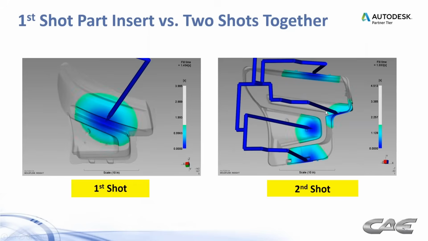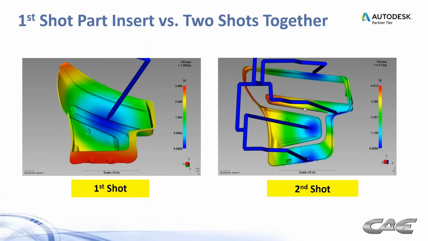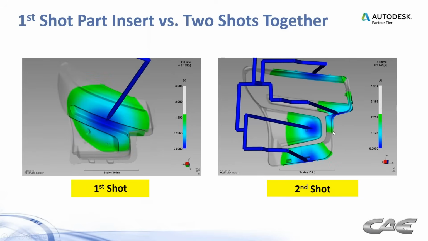And then we go to the second shot and we see what we're trying to do is keep knit lines in areas that are not visible. And it's hard to tell from this part what those areas are, but the knit lines and the gate locations are set up to get those knit lines in areas that are less visible.